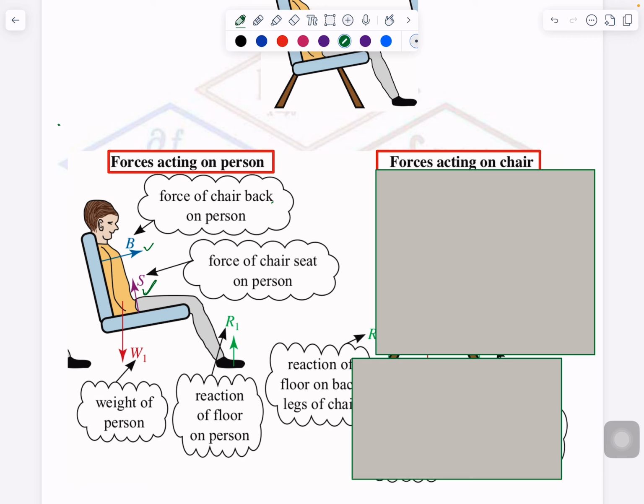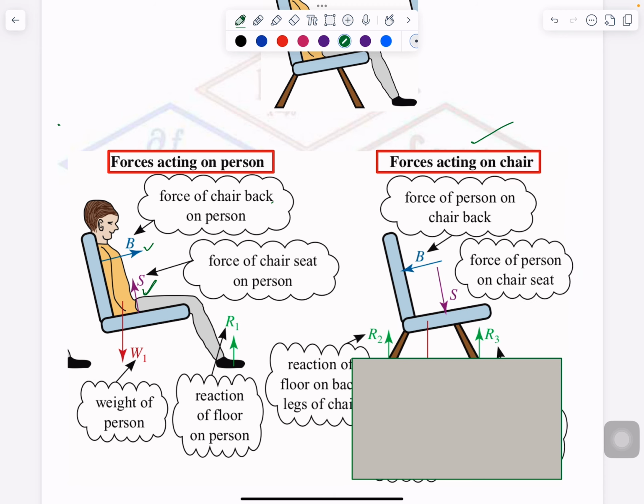And W1 is representing the weight of the person. He is on the chair. When we see the forces acting on the chair, we will talk about the weight of the chair. But right now we are talking about forces acting on the person, so we are talking about the weight of the person here. And both his feet are on the floor, so there is the reaction of the floor on the person.